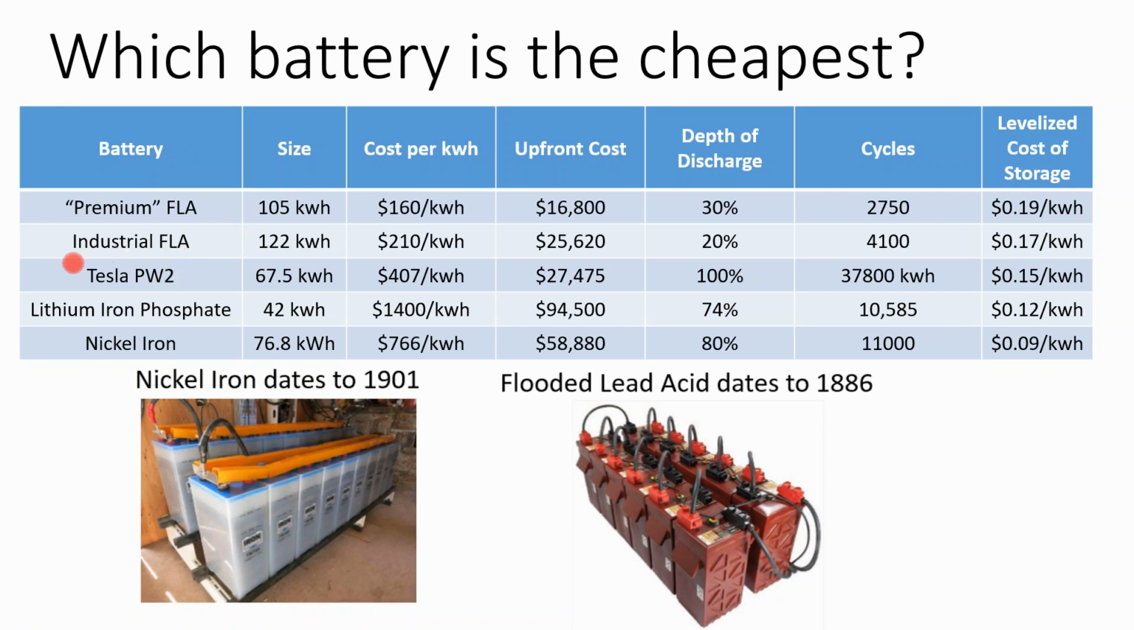Then we looked at the Tesla Powerwall 2, and then a Sony lithium iron phosphate battery. And then we also looked at the Iron Edison nickel iron battery. And we learned a lot of very interesting stuff. The cheapest battery technology was what was referred to as a premium line flooded lead acid.